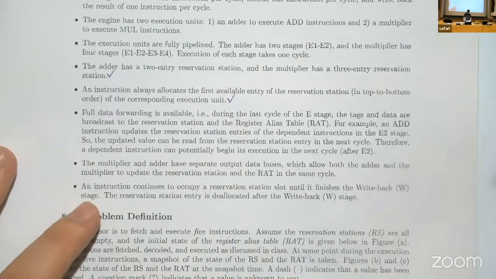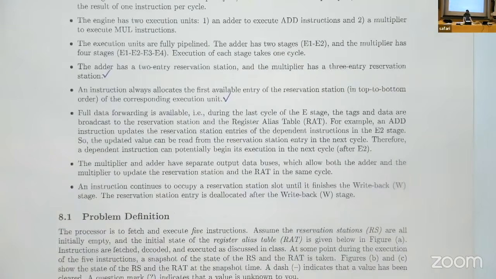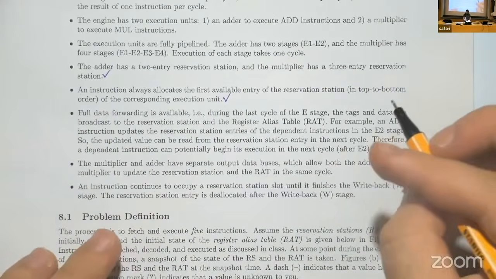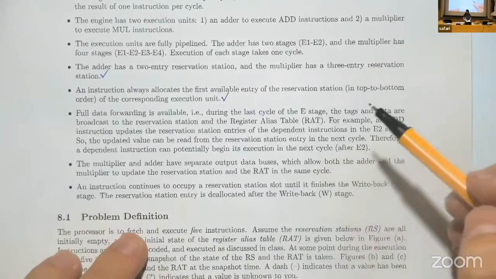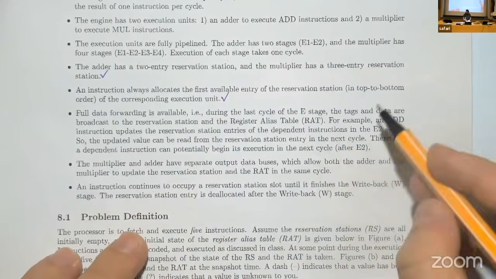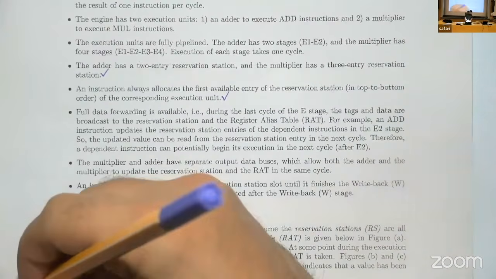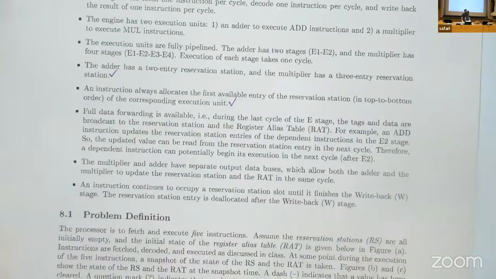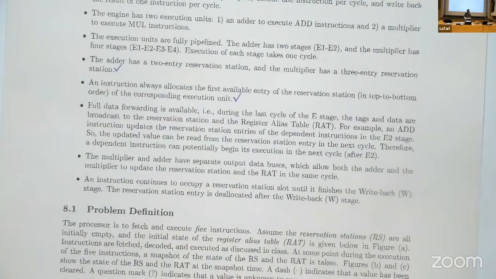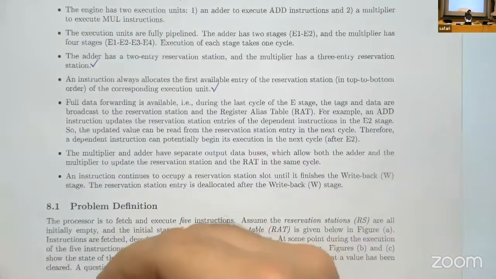So full data forwarding is available. During the last cycle of the execute stage, the tags and data are broadcast to the reservation station and the register alias table. What is the register alias table? The register alias table shows us for each register the validity of the register, whether the register depends on some specific computation from the reservation stations, and this is pointed to with the tag.